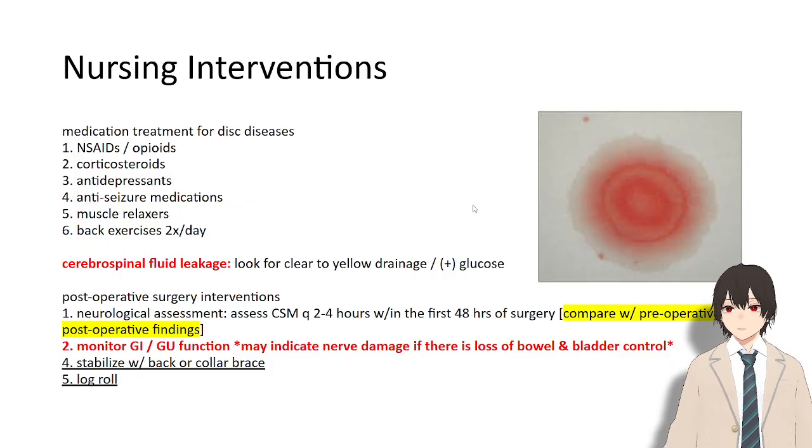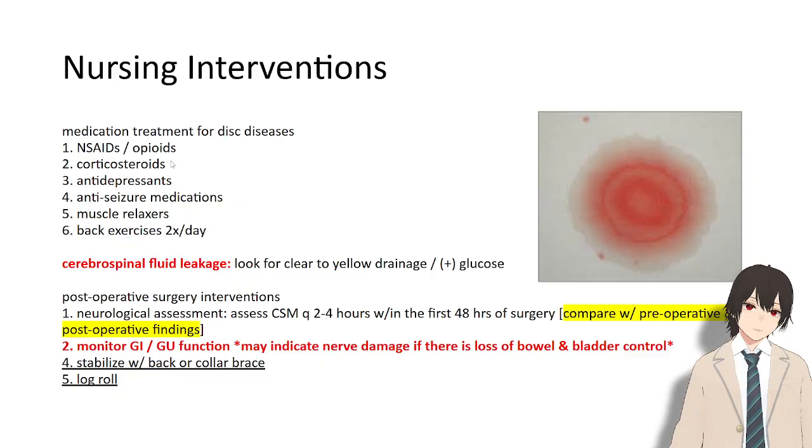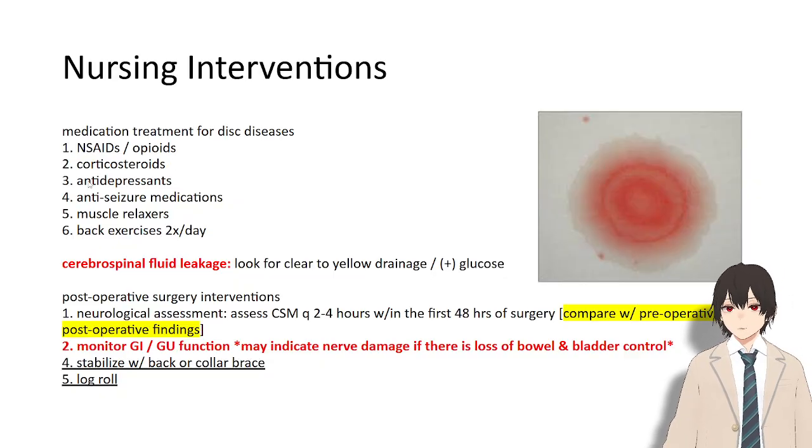Some nursing interventions you want to be aware of for these spinal injuries and diseases: you want to manage pain. It's really painful, so NSAIDs and opioids are obviously great choices. Corticosteroids, obviously, to reduce inflammation, but be wary if they have an infection going on at the same time. Antidepressants, because it can be a huge change in their quality of life because of all these pains, decrease in reflexes, and loss of muscle strength. It can be a huge change from what they were used to. You can also have anti-seizure medications, muscle relaxers, and promoting back exercises, so you can consult PT.